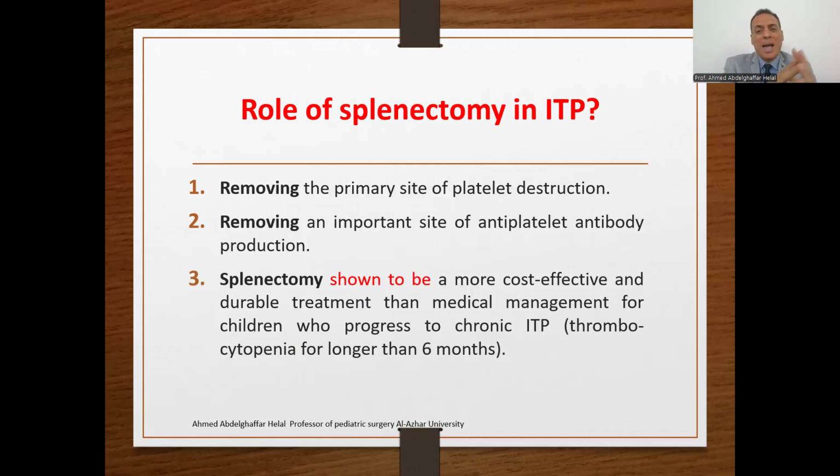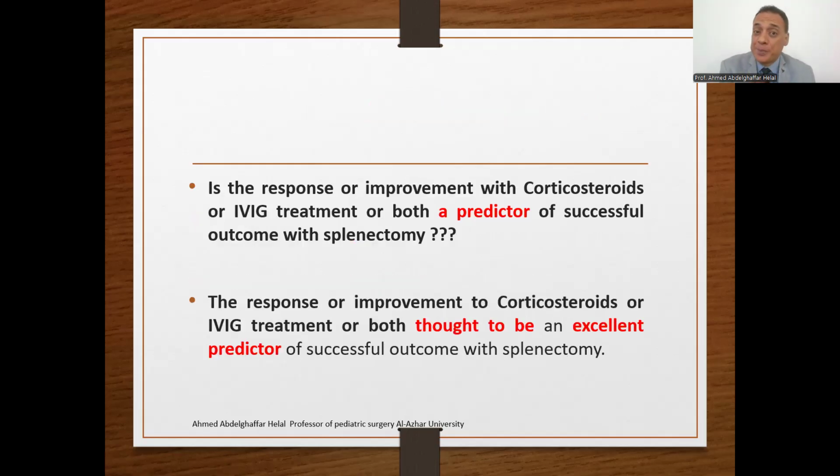Splenectomy has been shown to be a more cost-effective and durable treatment than the medical management for the children who progress to chronic ITP. What is meant by chronic? Thrombocytopenia for longer than 6 months is called chronic ITP. Different studies by pediatric surgeons show that splenectomy is more durable than placing the child on corticosteroids and their complications. The question now: is the response or improvement with corticosteroids or medical management a predictor of a successful outcome with splenectomy?